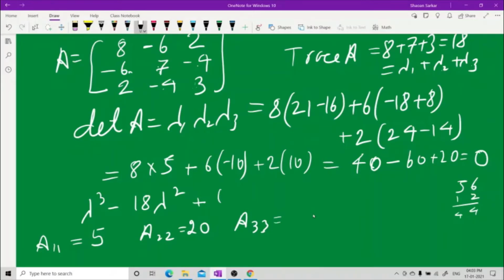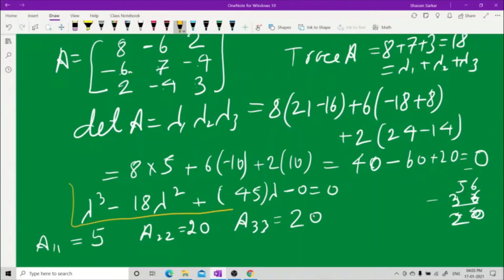So this comes out to be 56 minus 36, that is 0. That's why you don't have to be too overconfident. So this comes out to be minus lambda cubed plus 18 lambda squared minus 45 lambda, and this determinant is 0. This was your characteristic equation.